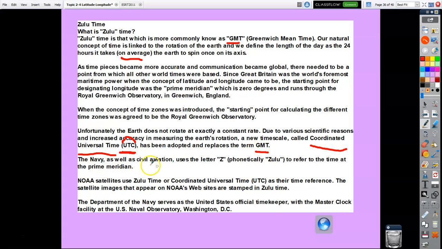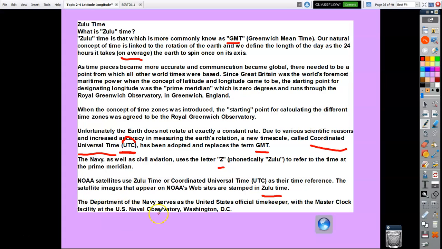The Navy, as well as civil aviation, your military, uses Z, phonetically Zulu, to refer to the time at the prime meridian. NOAA satellites, NOAA is your weather, National Oceanic and Atmospheric Administration. So your weather satellites use Zulu time or UTC as their time reference. The satellite images that appear on NOAA's website will have a Zulu time stamped on them.